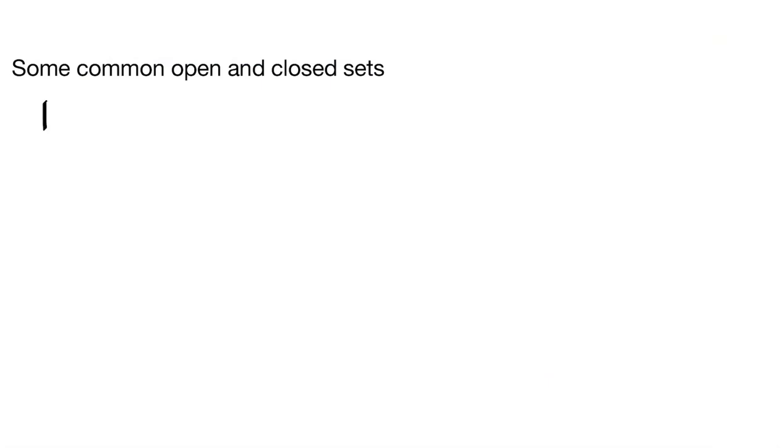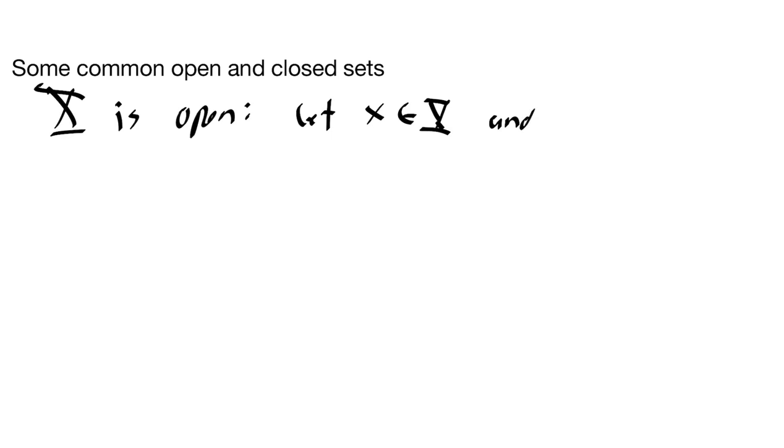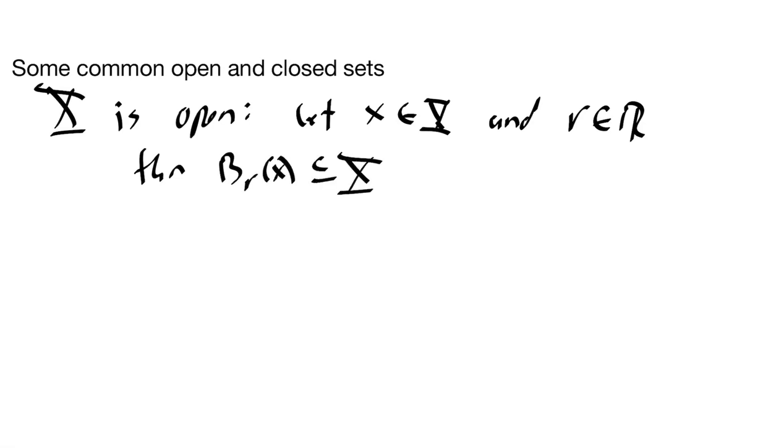So the first thing that we notice is that the set X itself must be open. This is pretty simple. Let's not say R, the set X itself must be open. So let X be an element of the set X and R any real number. Then the ball of radius R about X must be a subset of X. So X is open. Okay.